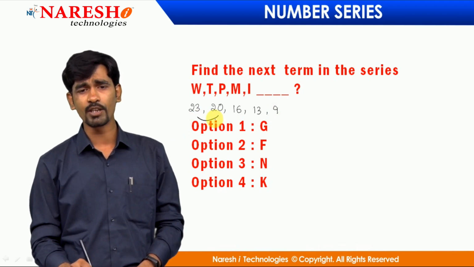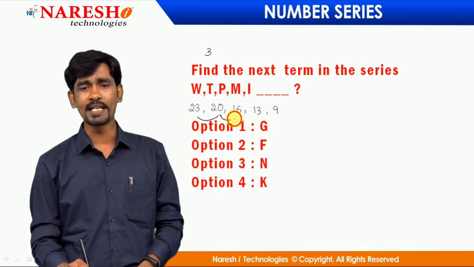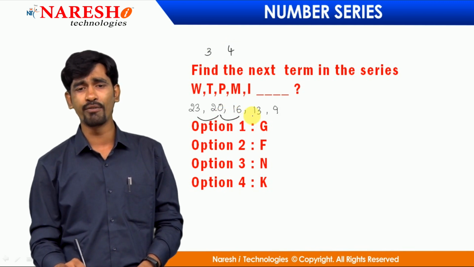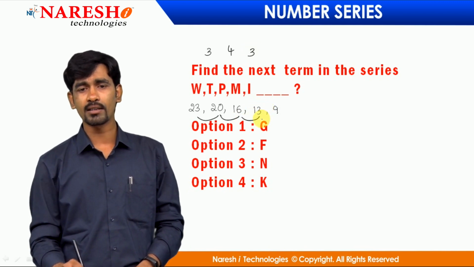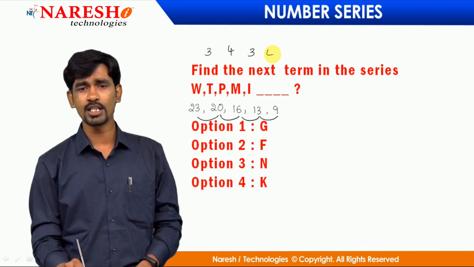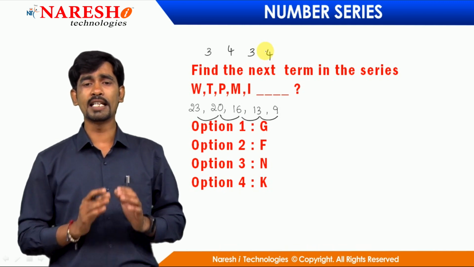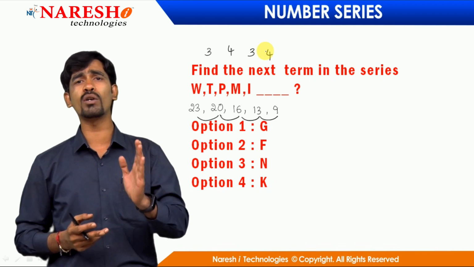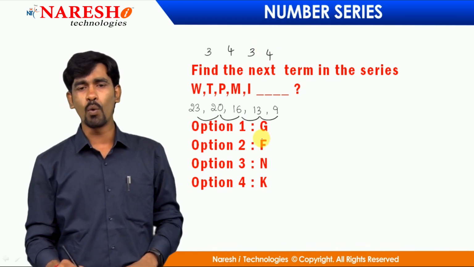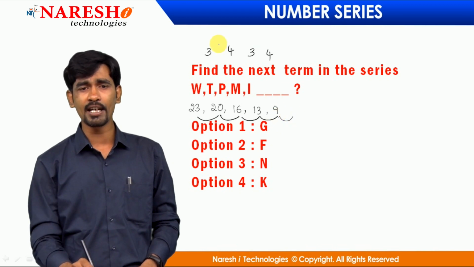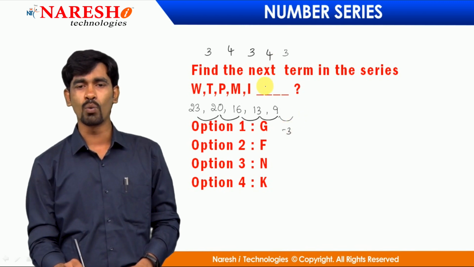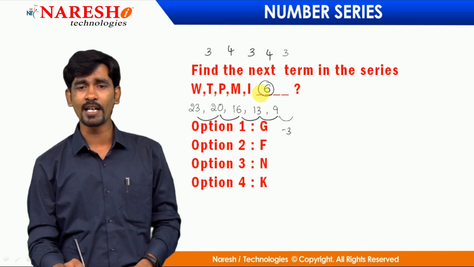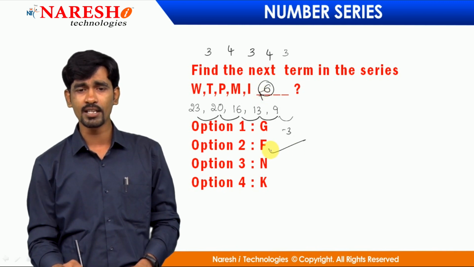So 23 to 20, the difference is 3. 20 to 16, it is decreased by 4. 16 to 13, it is decreased by 3. Again 13 to 9, it is decreased by 4. So the observation here is that the differences follow a pattern of 3, 4, 3, 4 alternately. The next term should maintain a difference of 3. That is 9 minus 3, which is 6. What is the sixth alphabet? That is nothing but F.